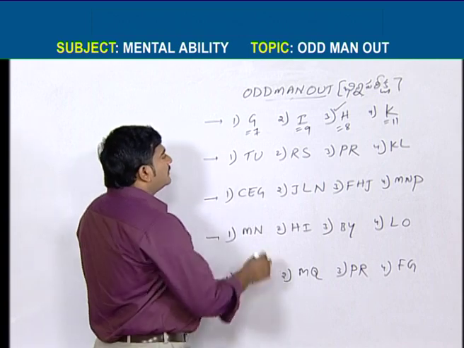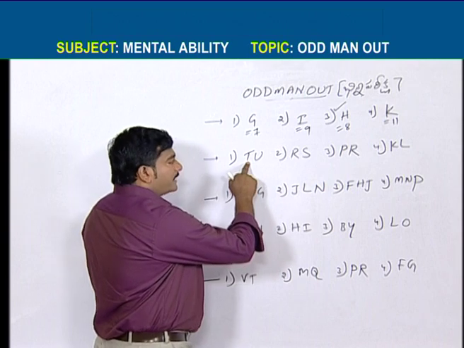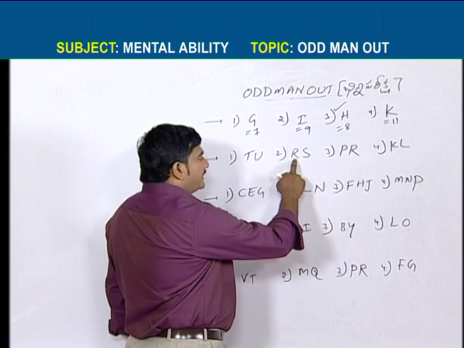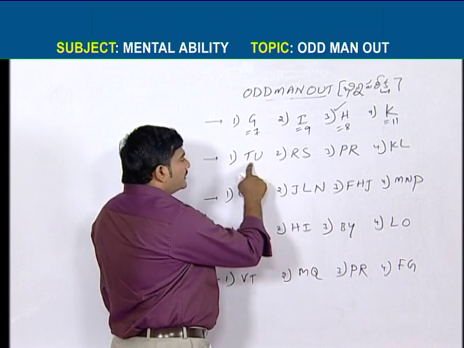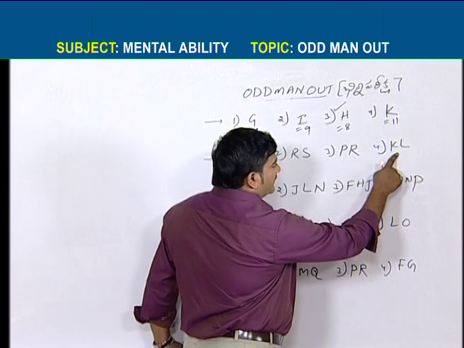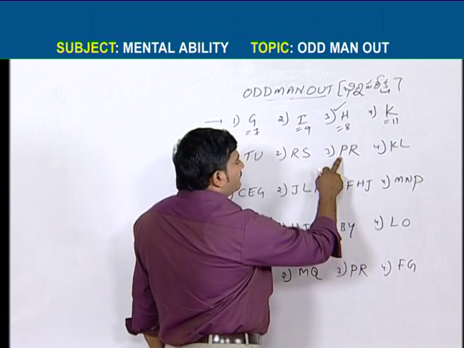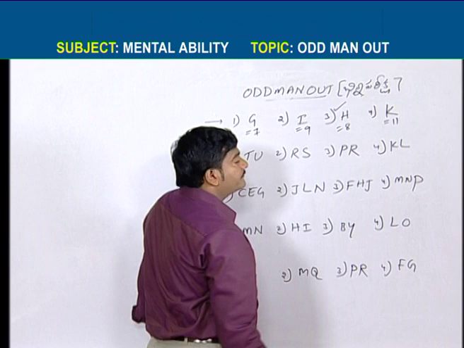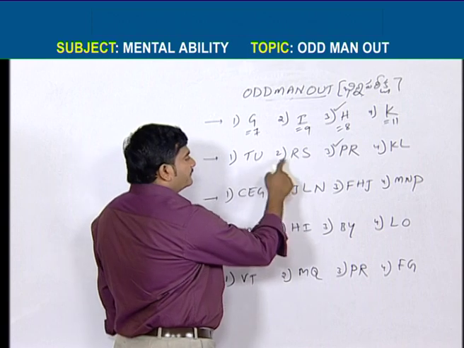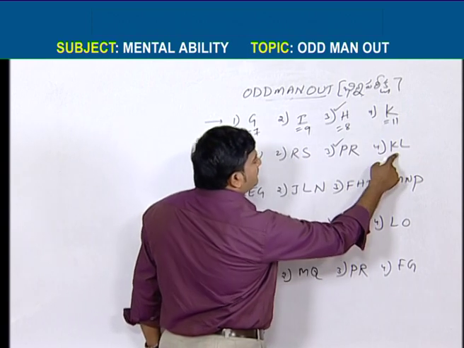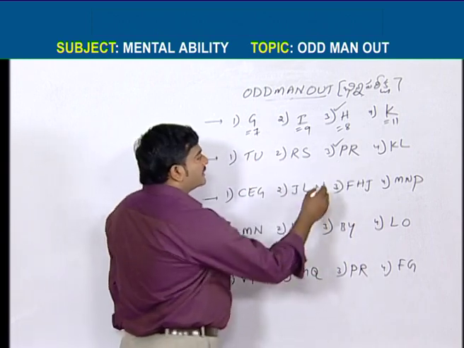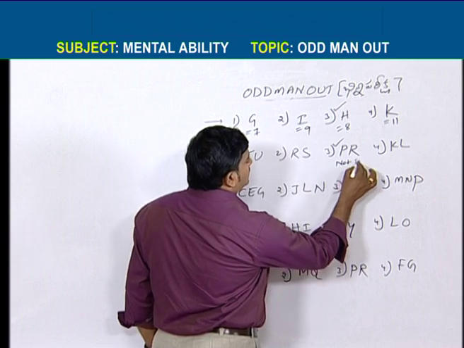That is the concept. TU: T means 20, U means 21. R means 18, S means 19. K means 11, L means 12. P means 16, whereas R means 18. Hence the answer is the third option. I repeat, 20, 21, 18, 19, 11, 12. Whereas here we have 16, 18. It is not in order.